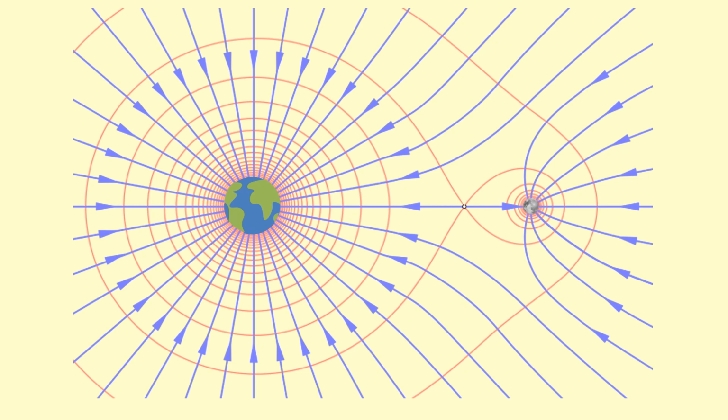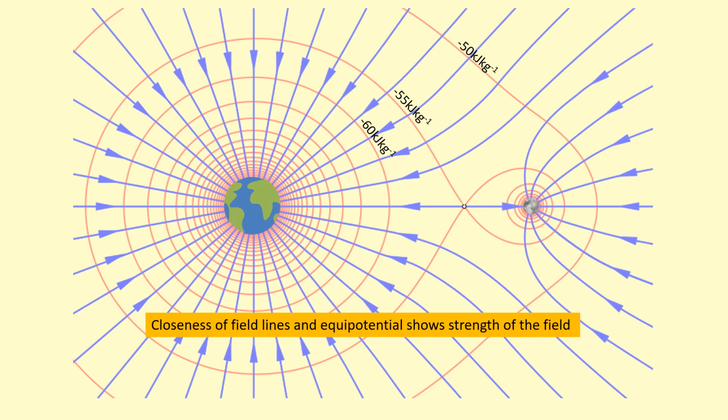So equipotentials are lines where the potential is constant. For example, these over here, they have the same potential along each red line, and each red line here, the potential is separated by the same amount of potential difference, which is 5 kilojoules per kilogram. And the closer the lines are to each other, the steeper the potential gradient, so the stronger the field. So again, the closeness of the field line and the potential shows the strength of the field.